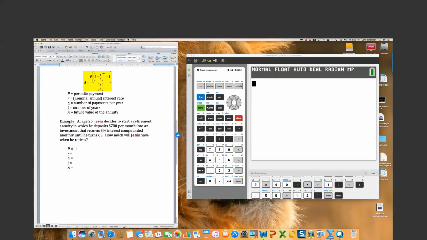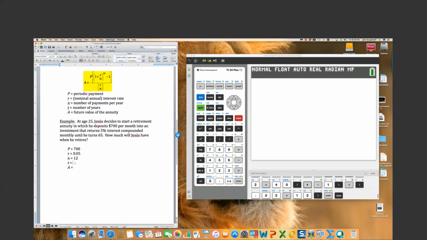So we need to know P. P is his periodic payment. That's $700. R is the interest rate. This has to be expressed as a decimal, 0.05. 5% is 0.05. N is the number of payments per year. Notice that he is depositing money monthly and the interest is compounded also monthly. That is supposed to match, so that's a good thing. Monthly implies 12 times a year.